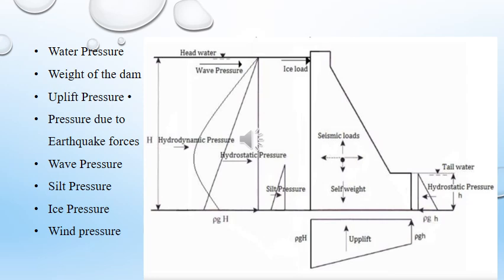So, this is the hydrodynamic pressure, and this variation is not hydrostatic, and also the wave pressure. So, wave pressure is acting at the water surface, and the silt pressure. So, silt pressure will be at the bottom, up to a certain height, and the ice pressure, that will be acting at the water surface, as well as the wind pressure. So, now these are the different forces acting on this diagram.